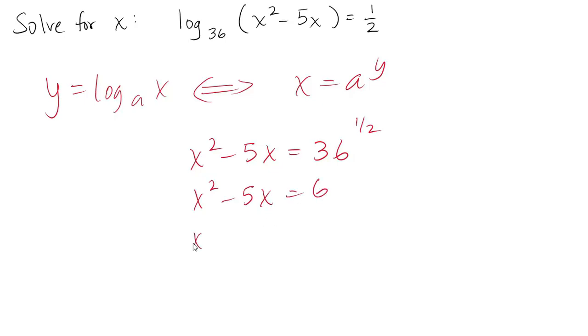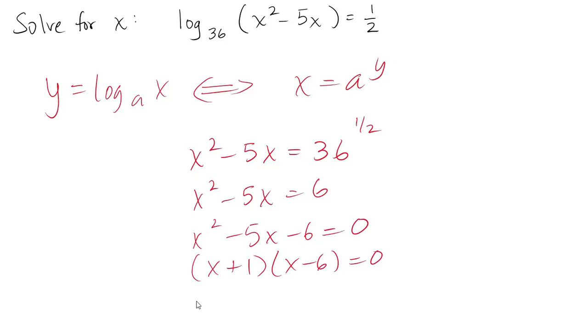This is quadratic, so you'd want 0 on one side. This one happens to factor. This is x plus 1, x minus 6. And so we get two proposed solutions, x equals -1 or x equals 6.